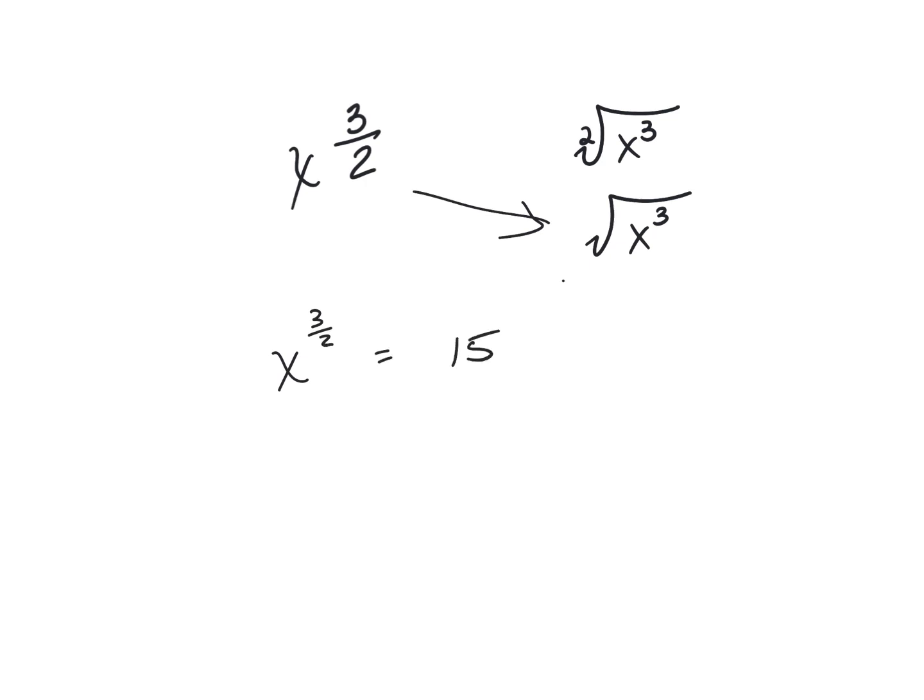I'm making that up, so this isn't going to be pretty. And I want to get rid of the 3/2, I can just do this. And 15 to the 2/3 would be equal to x, because the 2 cancels out and the 3 cancels out. Do you see that?